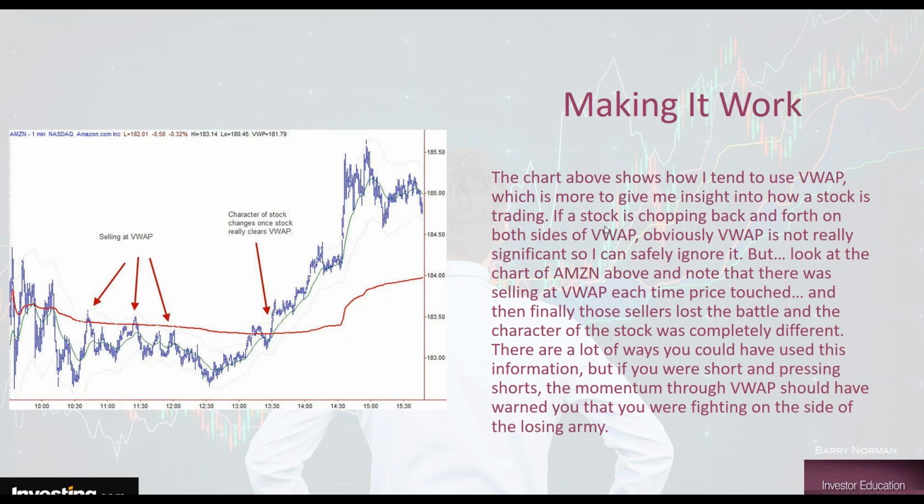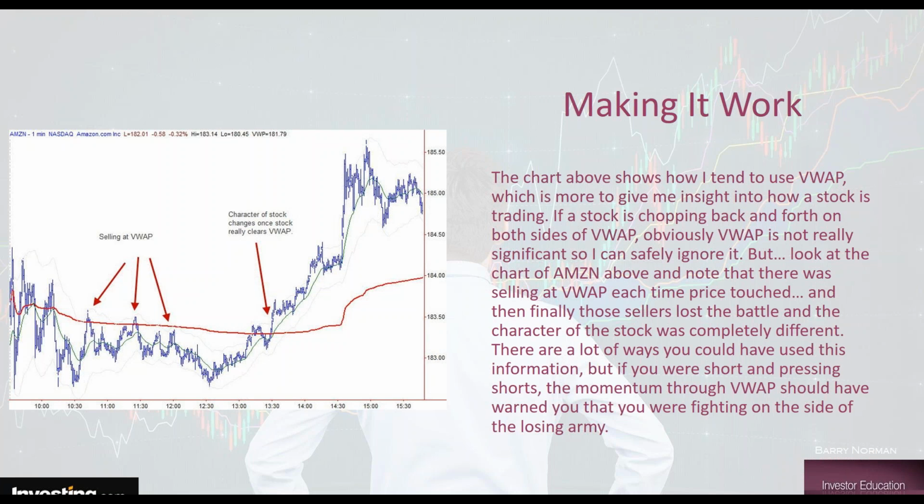Okay, now making it work. The chart here that I show, I tend to use VWAP more to give a straight insight into how a stock is trading. If a stock is chopping back and forth on both sides of the VWAP, obviously VWAP is not really significant, so I can safely ignore it.